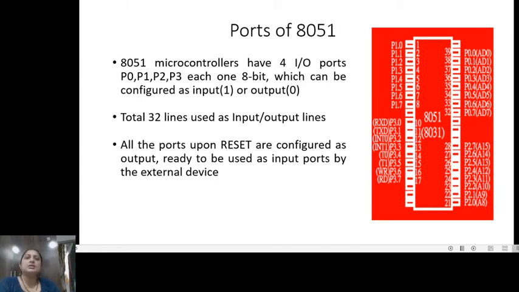Now we will learn the internal structure of 8051 ports. We know that 8051 has 4 different ports: P0, P1, P2 and P3. These are the input output ports. Each port is 8 bits, which we can configure as an input port or output port. So in total there are 32 lines which we can use as input output lines. All the ports upon reset are configured as output, ready to be used as input ports by the external devices.